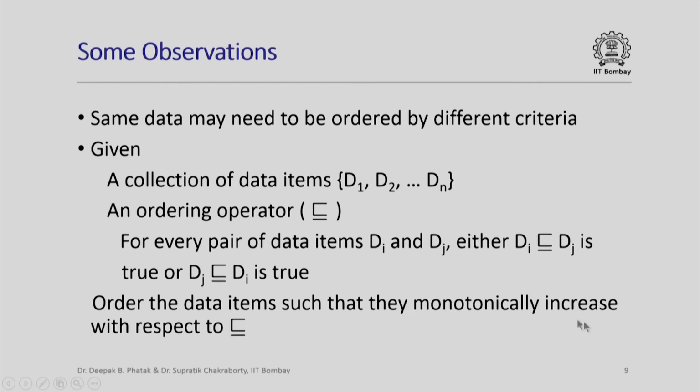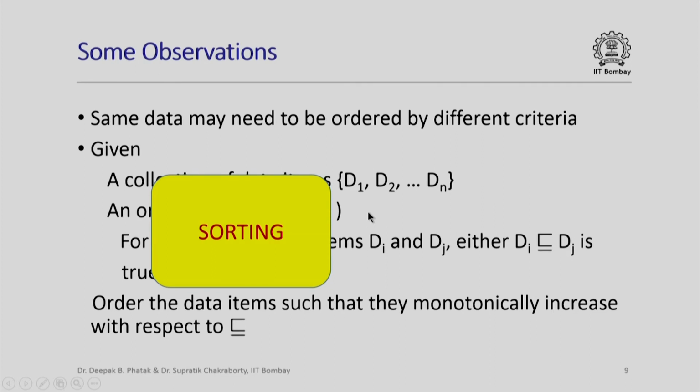So note that I have said increase with respect to this ordering operator, but this ordering operator is not necessarily the less than or equal to operator that we usually know of. We have just seen that this could be a much more complex operator. For example, if we wanted to order the data items such that they monotonically decrease, I could define this ordering operator to be the greater than or equal to operator. And this is what is called the sorting problem in computer science.